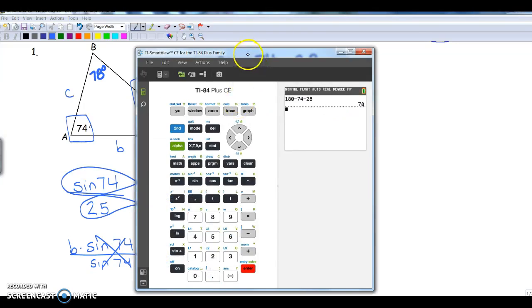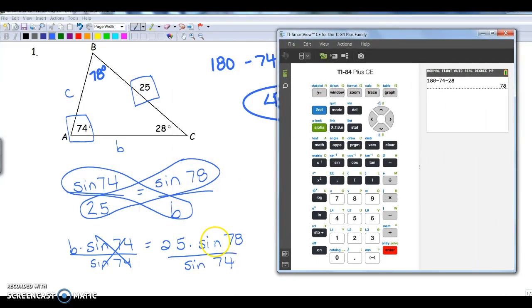Here's my recommendation for typing that in on the calculator. I would type in the numerator, hit enter, and then divide by the denominator. Otherwise, you're going to have to be really careful with parentheses, and I don't really want to get into that. It makes it a little more challenging.